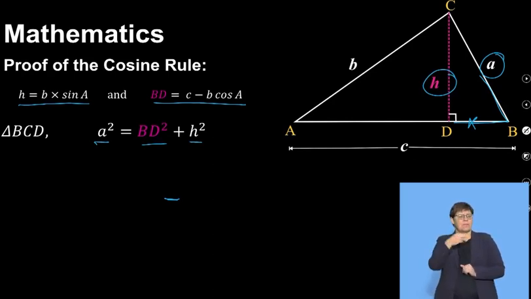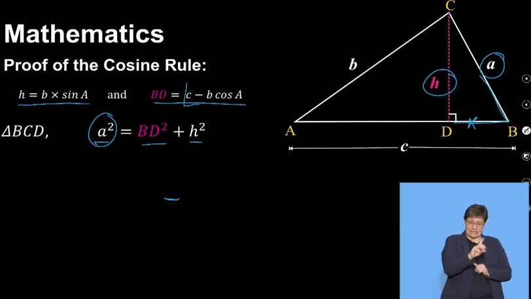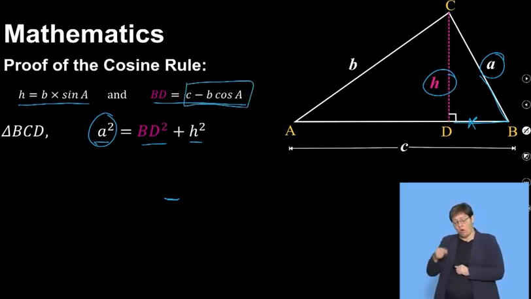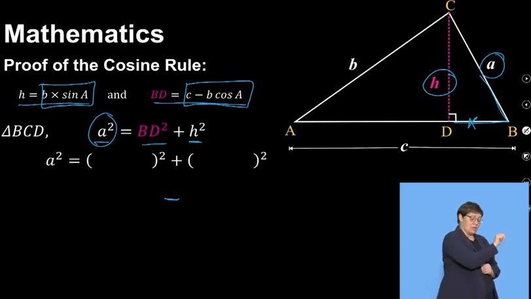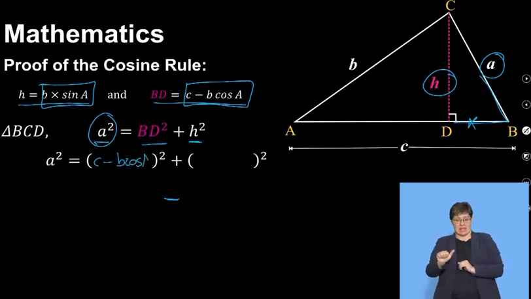Now, the reason we're using Pythagoras is because, remember, we want to prove that A squared is equal to B squared plus C squared minus 2BC cos A. So we're going to substitute each of these. For BD, we're going to substitute this in, and for this H here, we're going to substitute this in. So A squared is equal to C minus B cos A, that's from here, and from H squared, we're going to say B times sine of A.